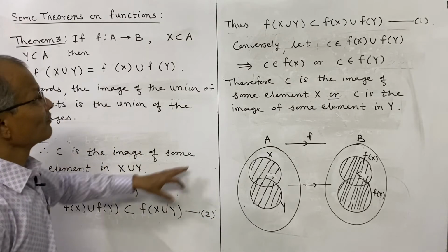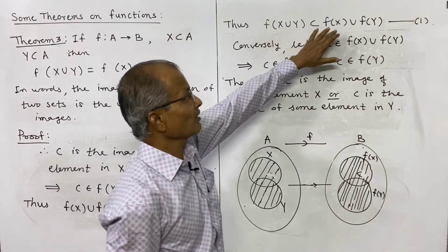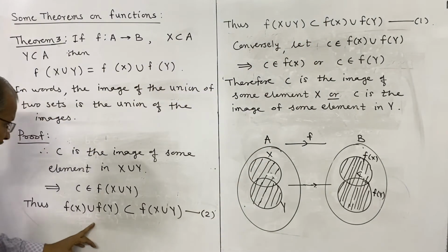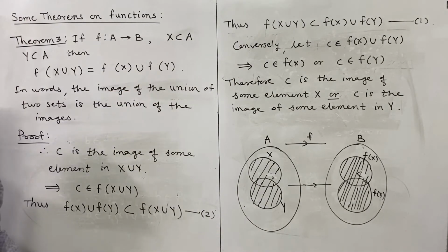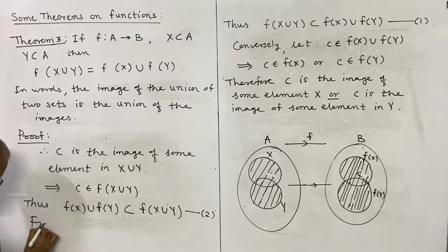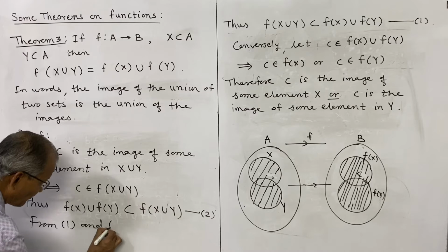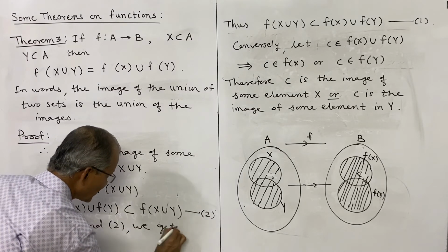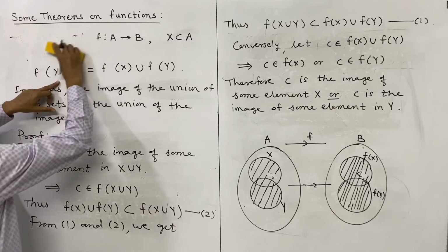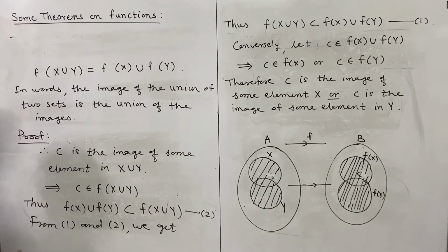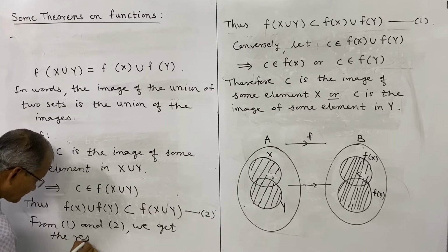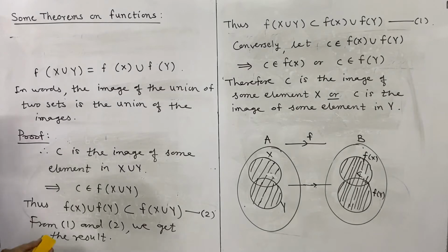Now you see 1 and 2. Here we have shown this set is a subset of the right side set, and here we have shown the right side set is a subset of the left side set, and if they are subsets of each other, they must be equal, and hence we have the equality of these two sets. From 1 and 2 we get this result, that is f of x union y is equal to f of x union f of y, and this proves the theorem.